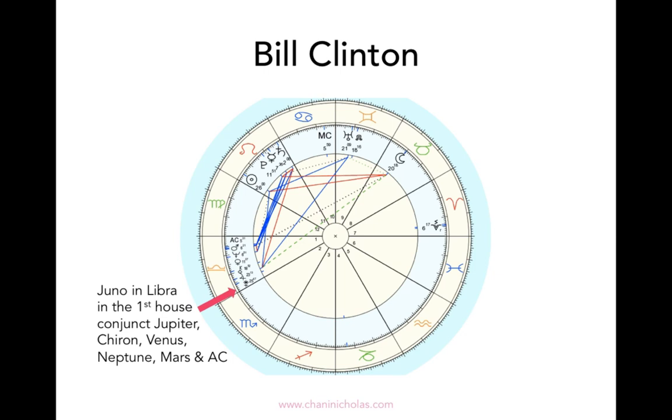So they've got Mars, Neptune, Venus, right? So there's Mars, Neptune, Venus, and then Chiron, the wounded healer, which we'll leave for a moment. And then we've got this Jupiter-Juno situation. They're within 2 degrees of each other. So let's break this down.